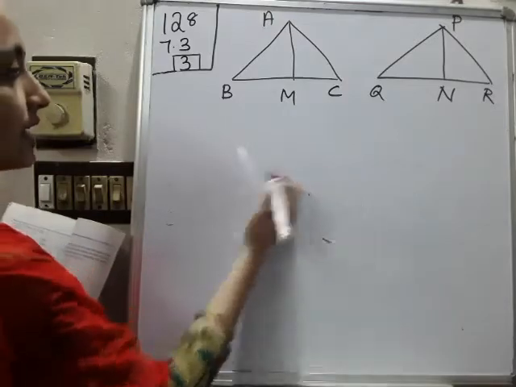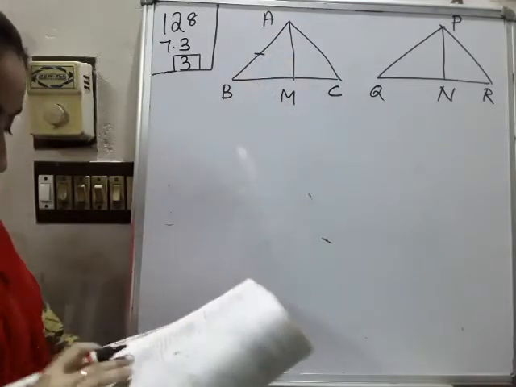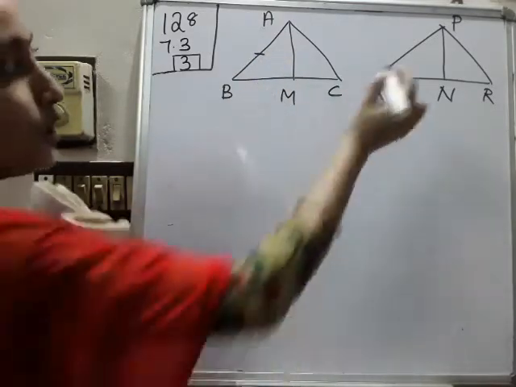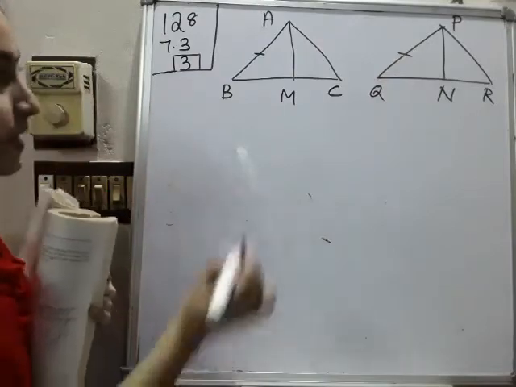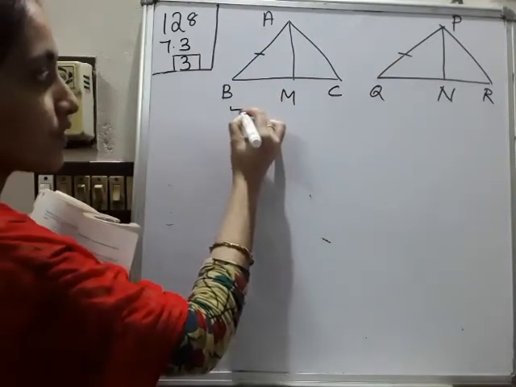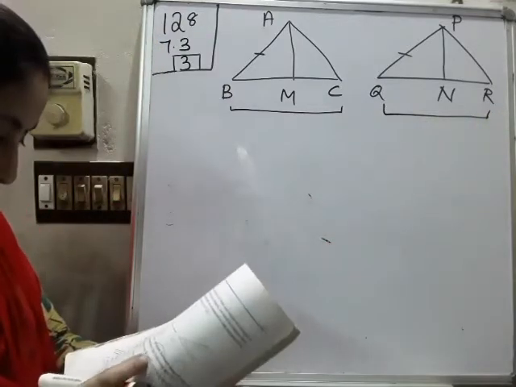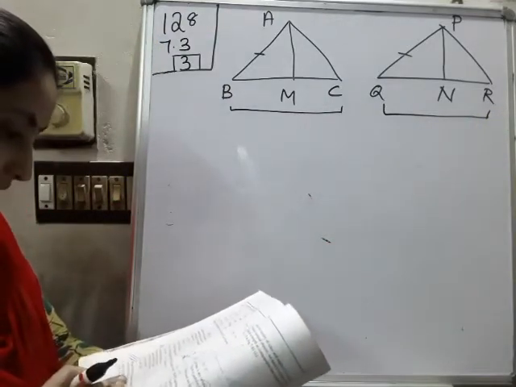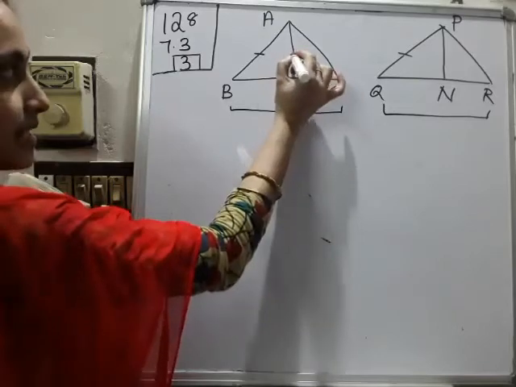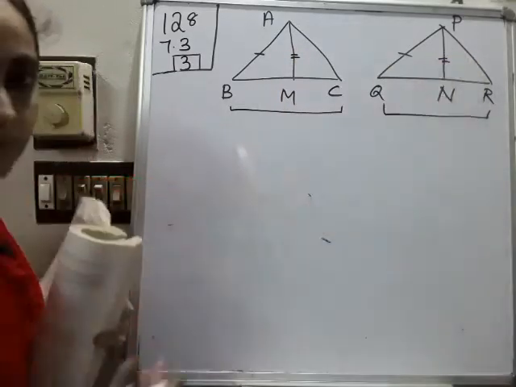So what is given in the question? AB is equal to PQ. This is given. And then what is BC? This full side is equal to QR. And then what is given? AM, this side, is equal to this side.